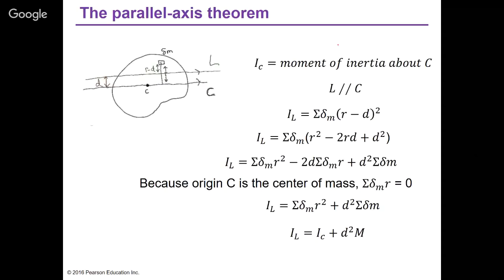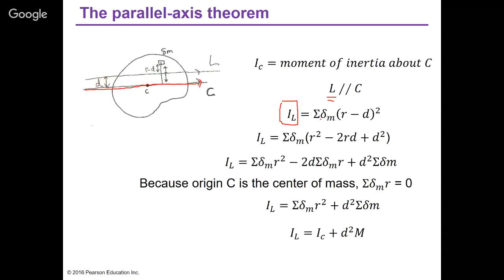Here, let's draw a rigid body, and assume that originally there's an axis C that travels through the center of mass. And then we move the axis a distance d away from it. And then we want to know what the moment of inertia is around the new axis. Okay, so let's work this out.